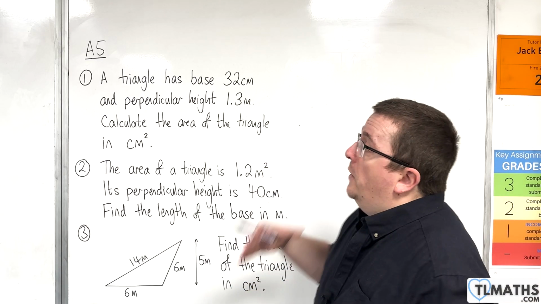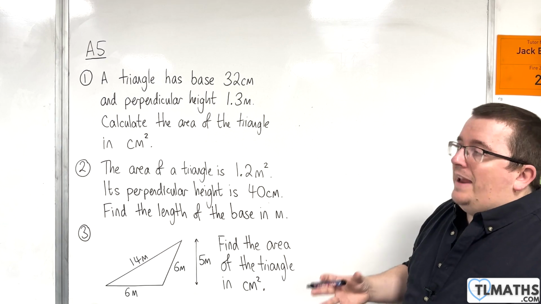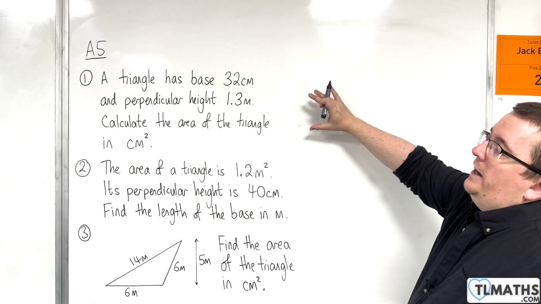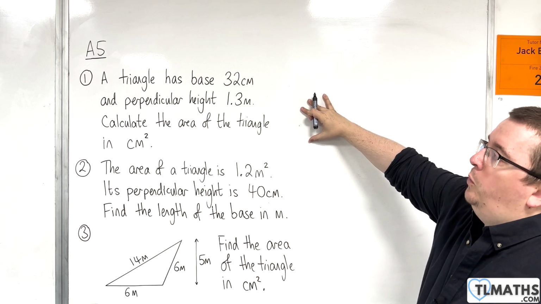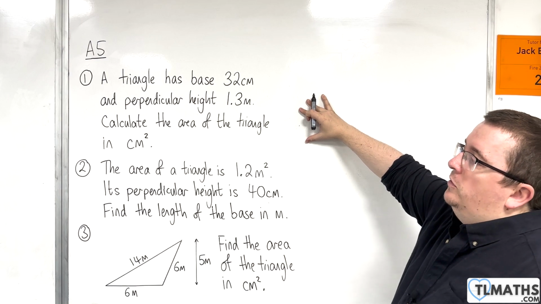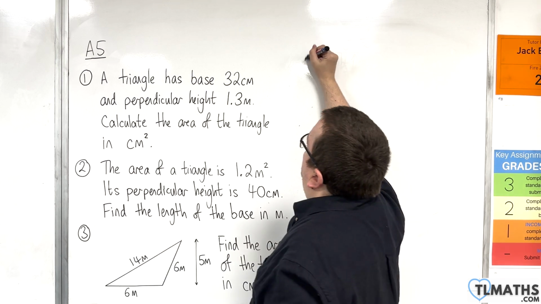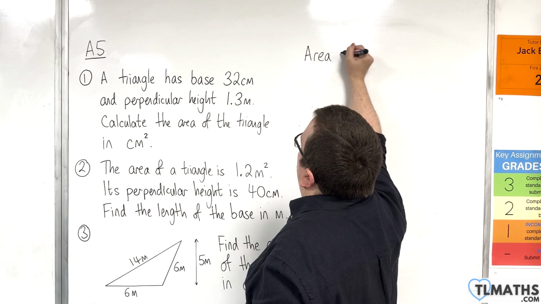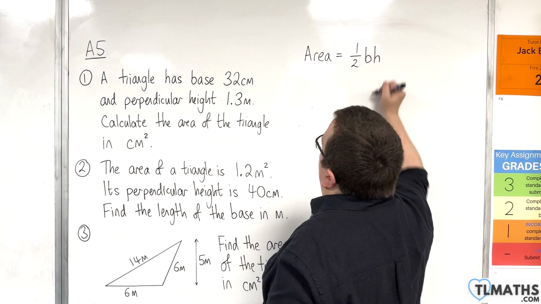So in this video, we're going to look at 3 problems that involve a triangle's area. The first one: a triangle has base 32 centimetres and perpendicular height 1.3 metres. Calculate the area of the triangle in square centimetres. Now remember that the area of a triangle is 1/2 times the base times the perpendicular height.